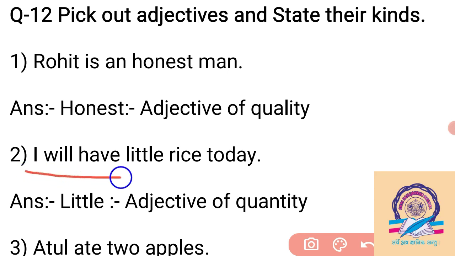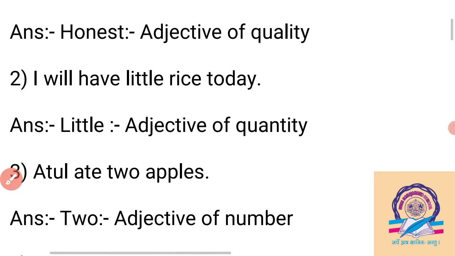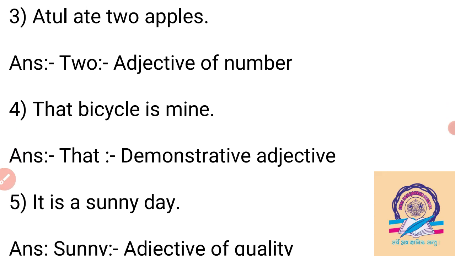Then, I will have little rice today. We can say that rice is a noun, and before rice the word little is given. So little is an adjective, and here little is an adjective of quantity. Little, enough, sufficient, much, these words are adjectives of quantity.